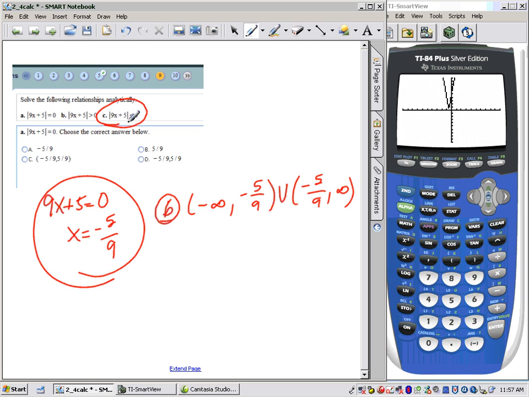Part C, where is that expression less than 0? To be less than 0 means that the graph would have to be contained below the x-axis. And the graph is nowhere below the x-axis, so part C is the empty set. Okay.